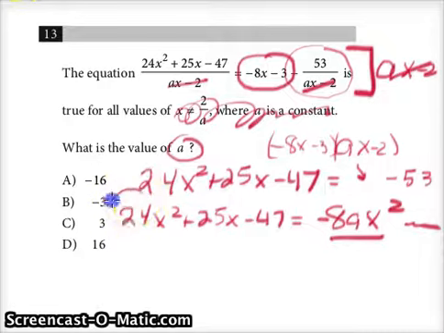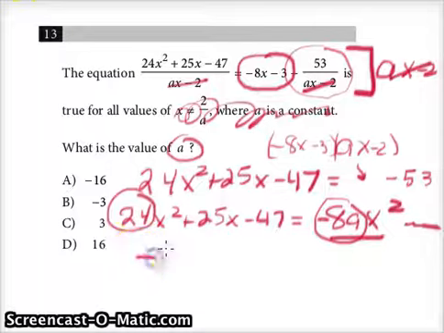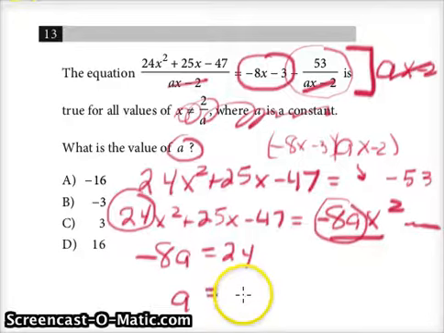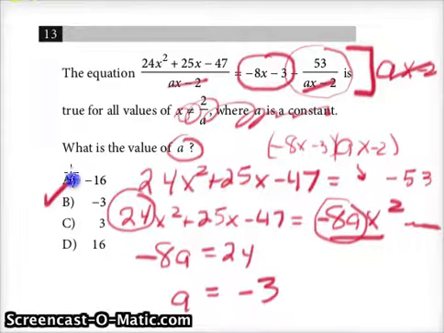So I know the coefficient of the x squared term here has to equal the coefficient of the x squared term here. Or negative 8a is equal to 24. So a is going to be 24 over negative 8, or negative 3. Negative 3 is answer B, the correct answer.